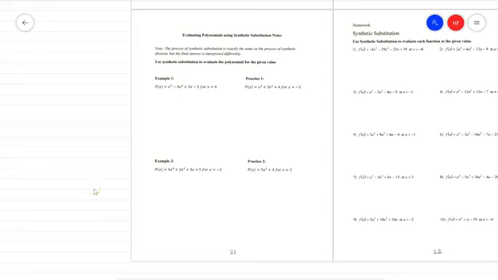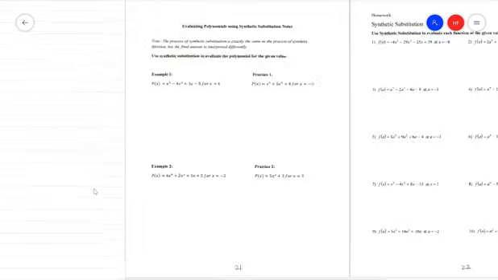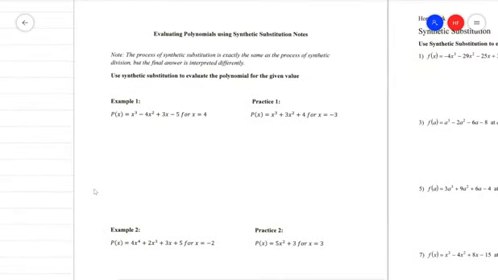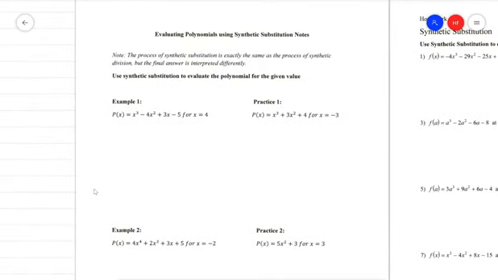Alright, so today we are doing synthetic substitution, which I find to be a very satisfying process. It is the exact same process as synthetic division, except our final answer is not going to be written as a polynomial because we are not dividing anymore. When we are using synthetic substitution, we are evaluating the polynomial for a given value. So it's the same thing as plugging in that number and finding out our answer in the end.